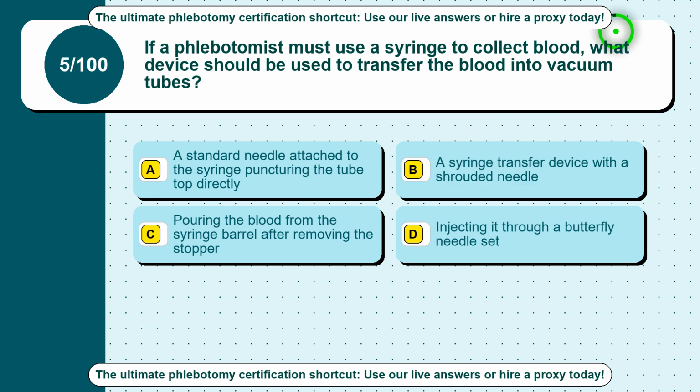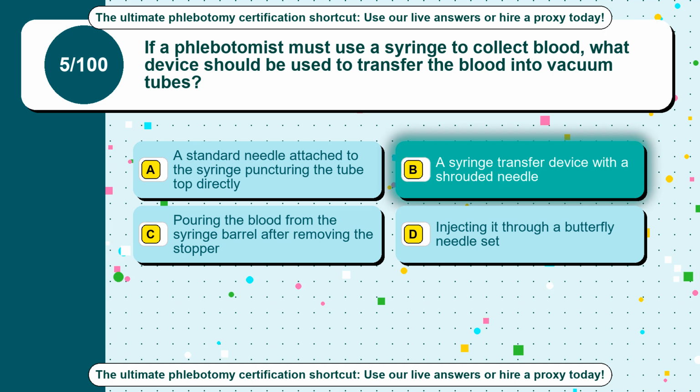Question 5. If a phlebotomist must use a syringe to collect blood, what device should be used to transfer the blood into vacuum tubes? Option A, standard needle attached to the syringe puncturing the tube top directly. Option B, a syringe transfer device with a shrouded needle. Option C, pouring the blood from the syringe barrel after removing the stopper. Option D, injecting it through a butterfly needle set. The correct answer is option B, a syringe transfer device with a shrouded needle.